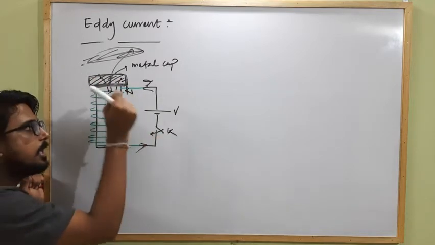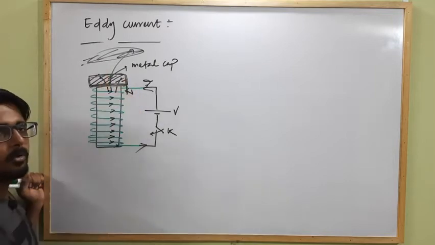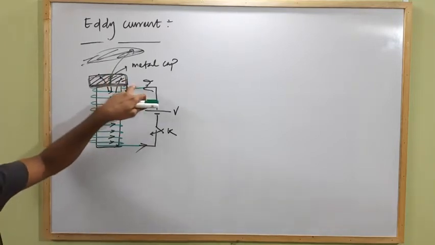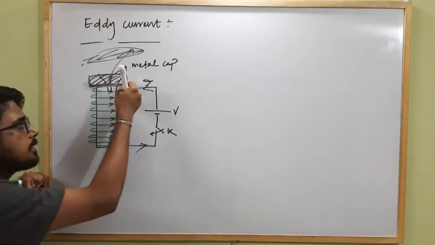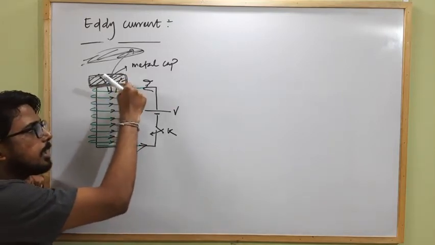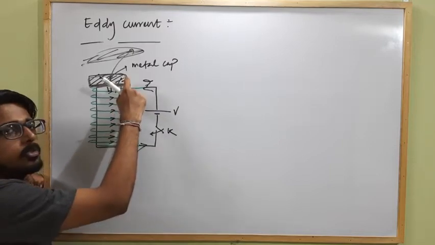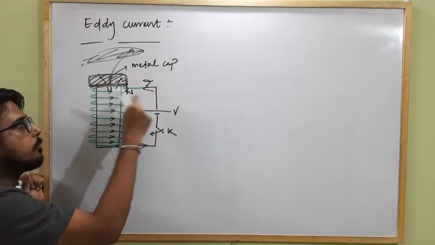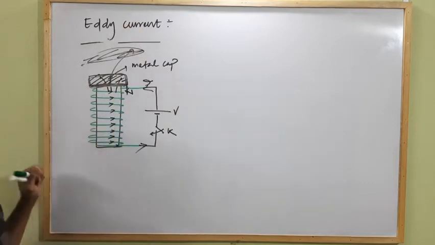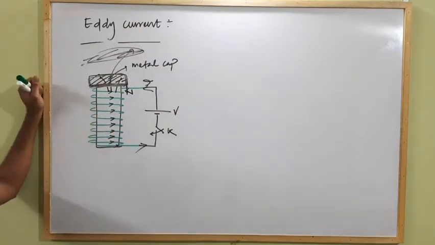the change in flux. If this behaves as a south pole, the lower surface of the cap will also behave as a south pole. Due to the eddy current, it behaves as a south pole or north pole accordingly, there will be a force of repulsion, and due to the repulsive force the cap flies away. This is the example of eddy current. Clear?